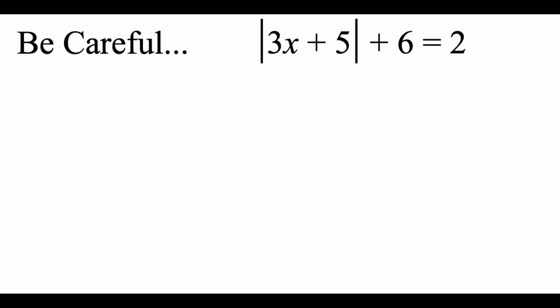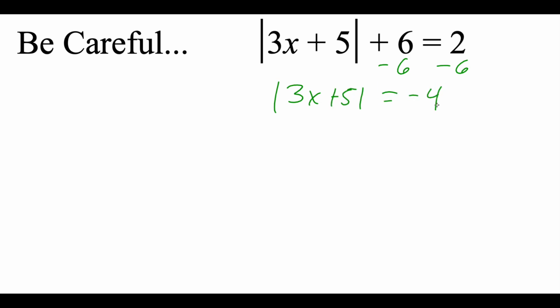Now, as we take a look at this next example, I'm going to tell you that something weird is going to happen as we go through and try to solve this. So we've got the absolute value of 3x plus 5 plus 6 is equal to 2. And like we've done before, we want to get that absolute value all by itself. So I'm going to take this plus 6, and I'm going to subtract 6 from both sides in order to get my absolute value alone. So I get the absolute value of 3x plus 5 is equal to -4.